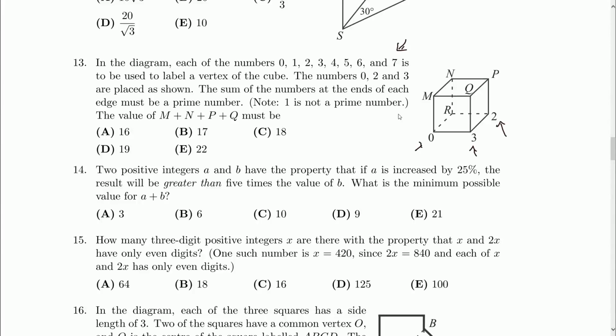The sum of the numbers at the ends of each edge must be a prime number. Note, 1 is not a prime number. Yeah, I've had many an argument with my public school math teachers about that. But it's true, 1 is not a prime number.